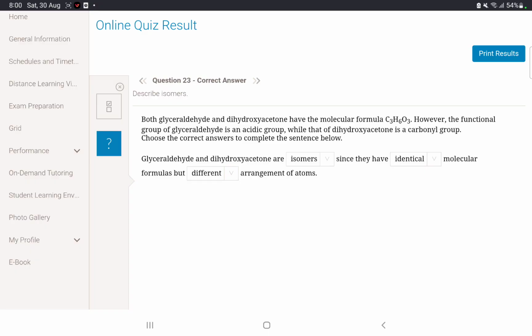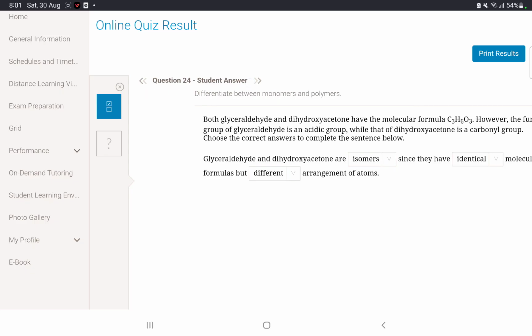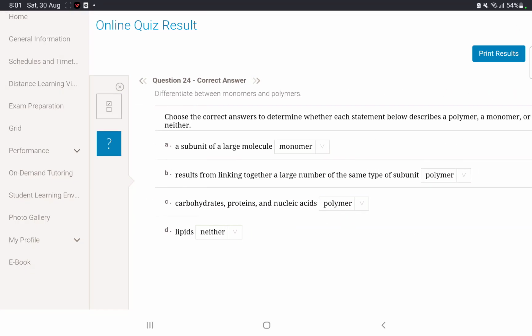Glycerol and dihydro. You can read that by yourself. Basically, those two things are isomers because they have identical molecular formula, different arrangement of atoms. We did it before. You know what it is. I'm confident. I believe in you guys.